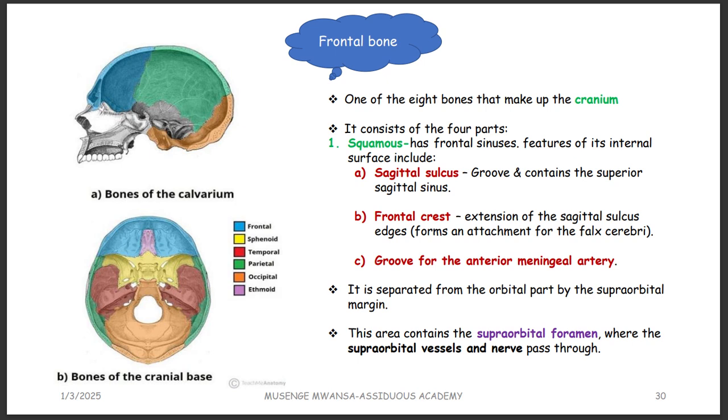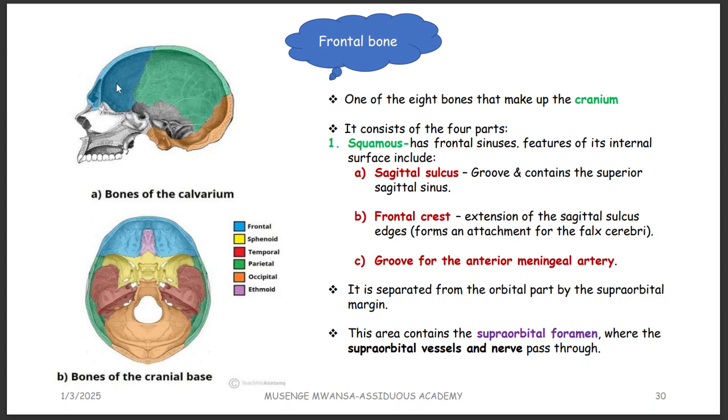And this squamous part has got what we call sinuses. Sinuses, these are air filled spaces. The reason why the head has got sinuses is because it could have been very heavy, because the bones are a lot. That's why you have got these spaces. Can you see this space here? That is a frontal air sinus. Okay, you have got the air sinuses.